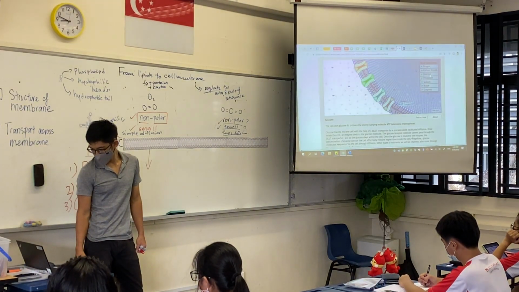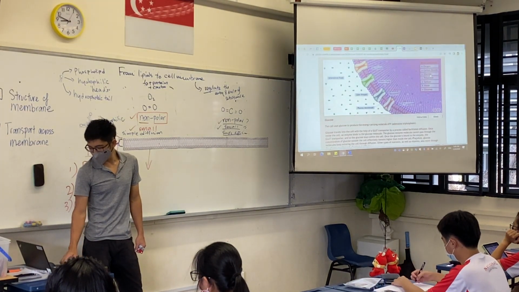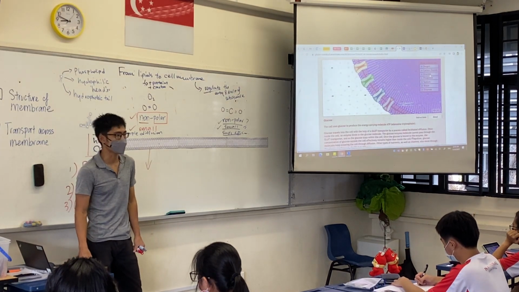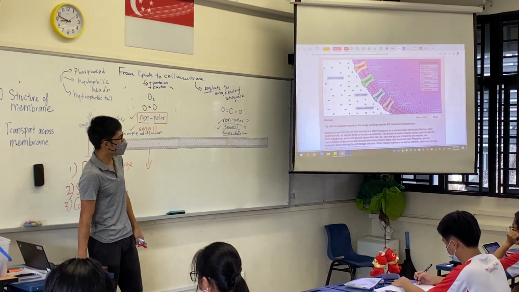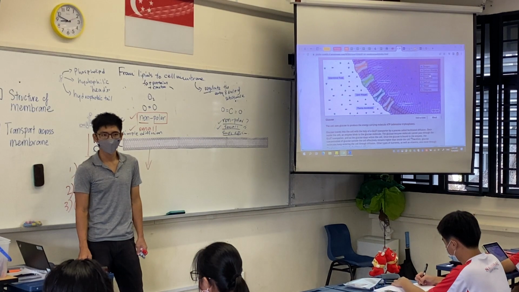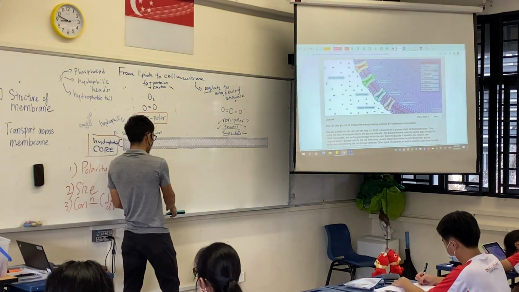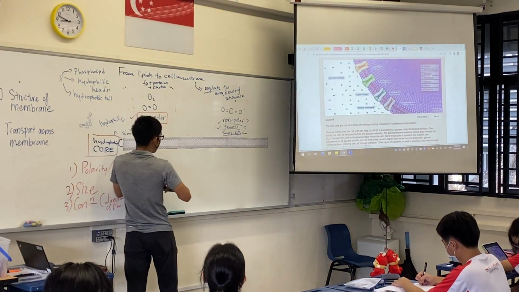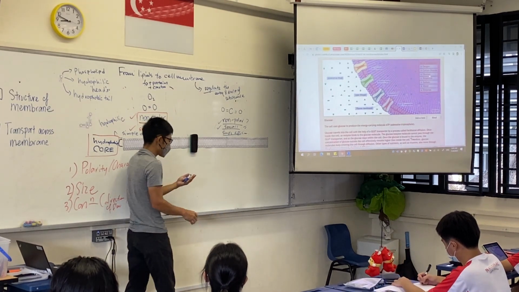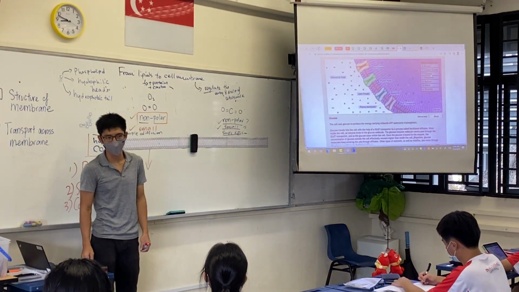But glucose doesn't quite go through the cell membrane directly. It goes through proteins. Okay, it goes through proteins. So we need a little bit of help here. Let me draw a protein over here, because this protein is what's going to help the glucose pass through.